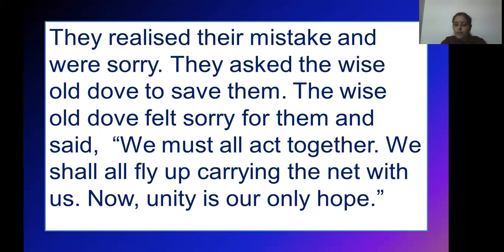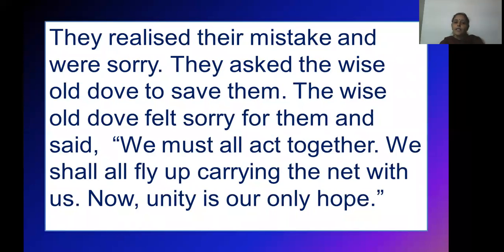We shall all fly up carrying the net with us. Now, unity is our only hope. Okay, so what is the wise old dove telling them? Again, it is a dialogue, actual words spoken by the dove, so we have put it in the inverted commas.